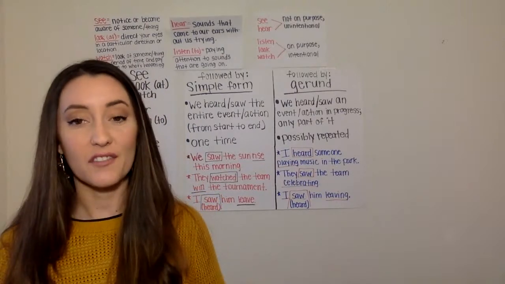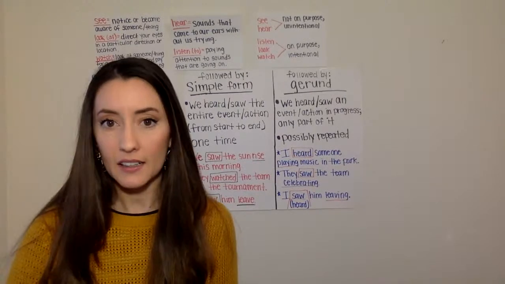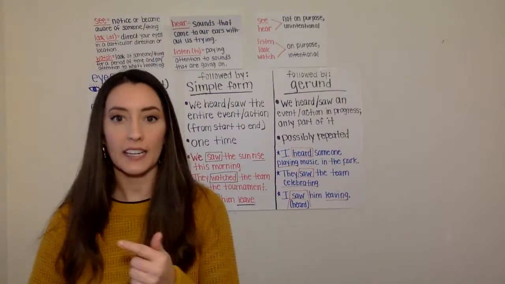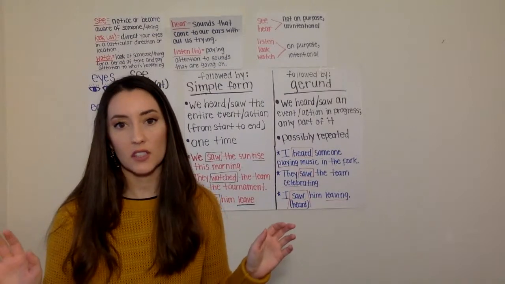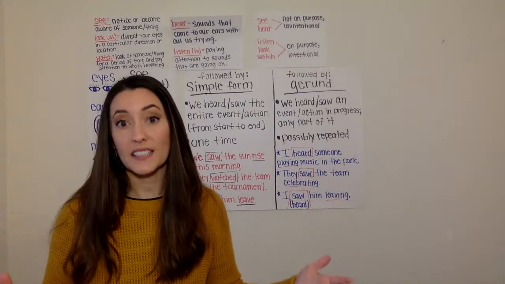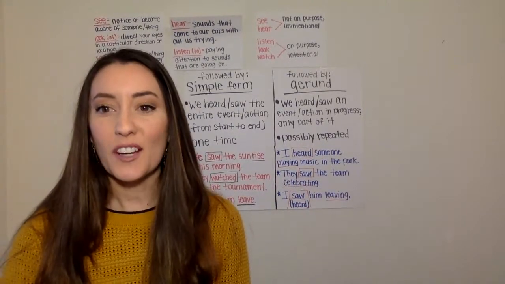I saw the entire event. However, if I say I saw him leaving, and leaving ends in -ing, it just means maybe I saw him walking out the door, and that was it. I just saw a part of it. I didn't see from beginning to end the process of him leaving. Okay? Any questions so far?